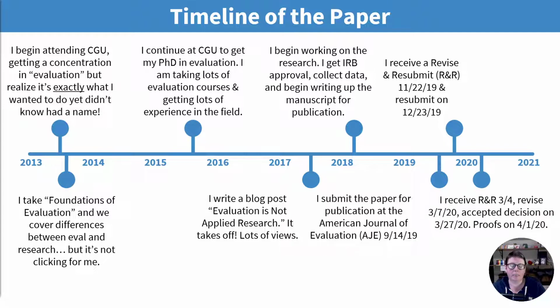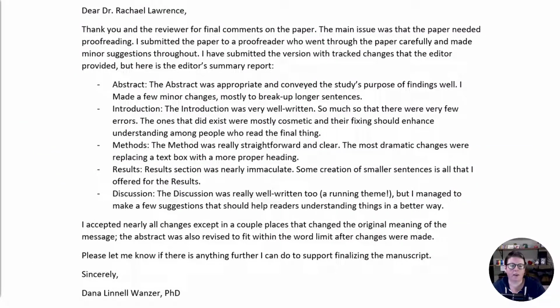I received a revise and resubmit in early March, and you'll see that it was basically just go get some proofreading done. So it was essentially a conditional acceptance. Once I did the proofreading, it was accepted in March of 2020, and proofs were given in April. And so here's the cover letter back. The main issue was the paper needed proofreading. I sent it to a copy editor.